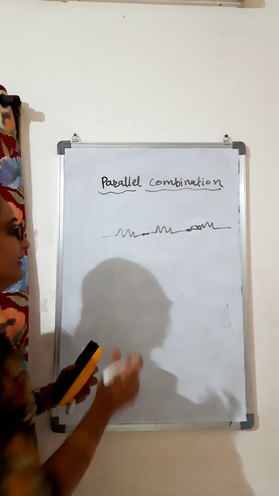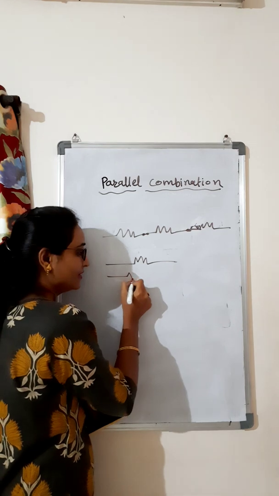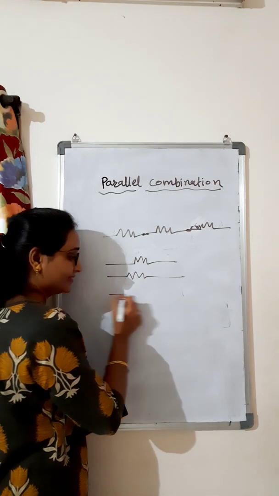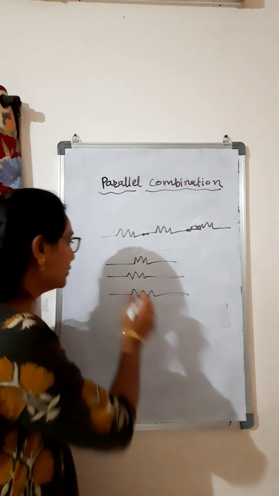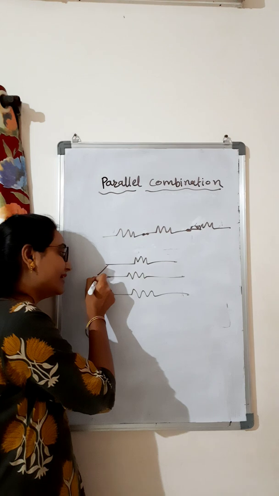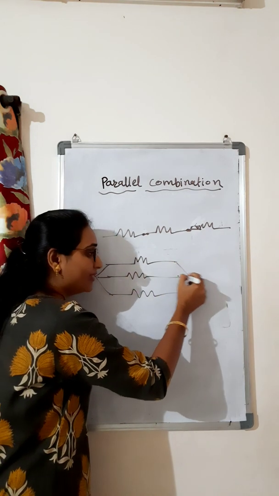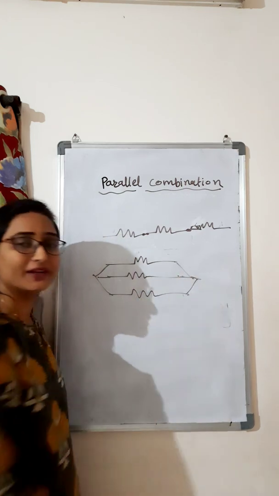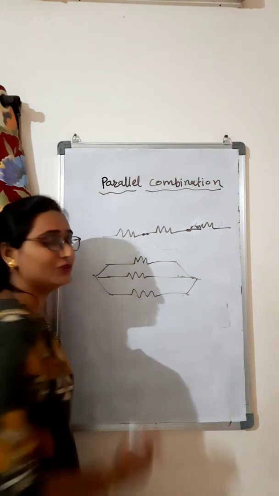But in parallel combination, what will you do? You have this one resistance, this another resistance, this another resistance. Suppose you have 3 resistances. The left hand of all the 3 resistors you will connect at one point, and the right hand of all the resistances you will connect at one point, and this combination is called parallel combination. They are parallel to each other, like parallel lines.